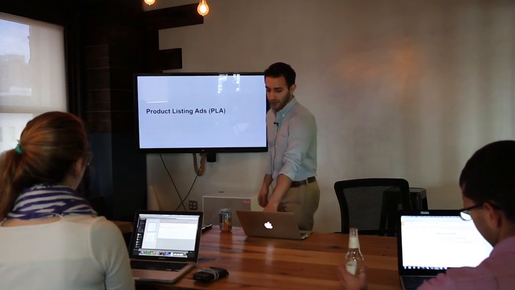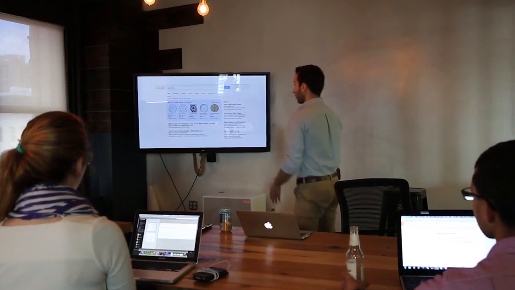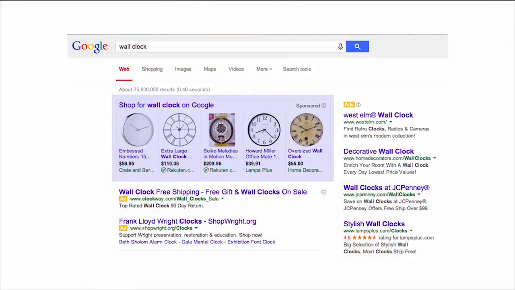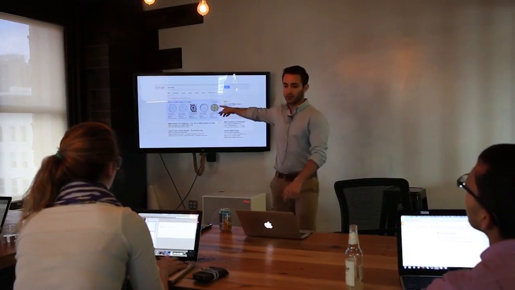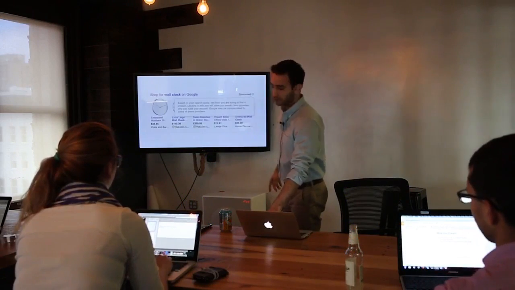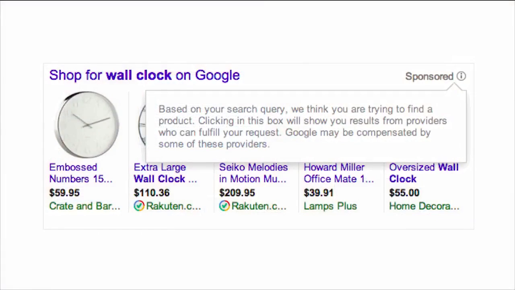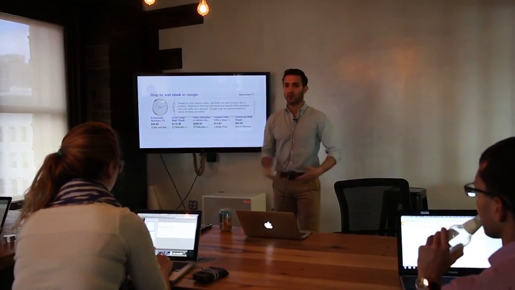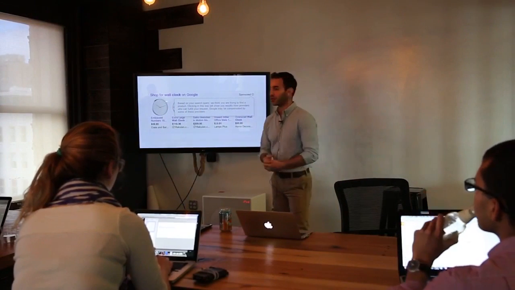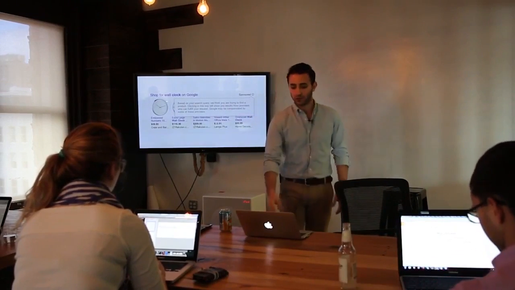And last but not least, there are the product listing ads. So if you go on Google and you search for something that appears to be a product, my example is wall clock, you'll see this section up here. And if you hover over the sponsored little bubble, you'll basically see this: based on your search query, we think you're trying to find a product. Clicking this box will show you results from providers who can fulfill your request. Google may be compensated for some of these providers. And so those are just product listing ads. A company like Fab might use those because they have a large inventory. Amazon might be using those. And here are other retailers that are using those.